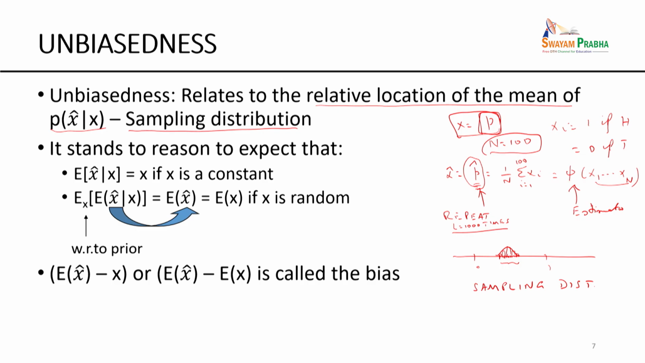p could be half, p could be 3/4, whatever the p is. So it stands to reason to expect that the expected value of the random variable x hat given x is equal to x. So if the mean of the sampling distribution is equal to the unknown x we are looking for, then we say it is unbiased.